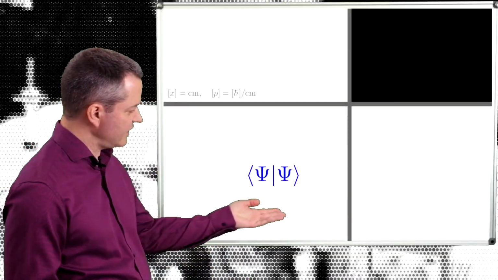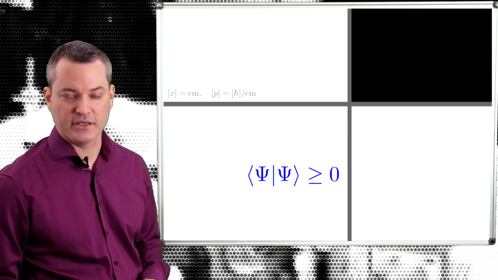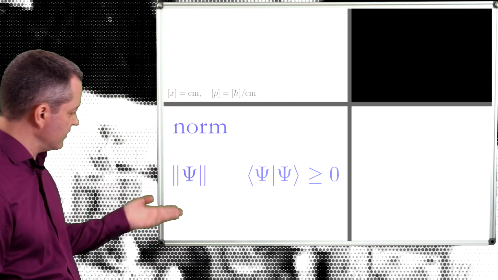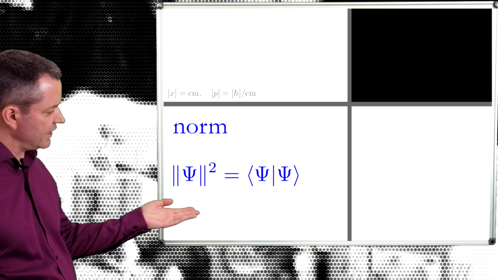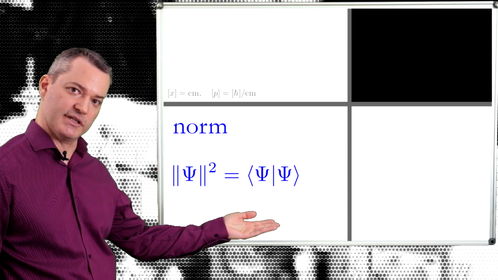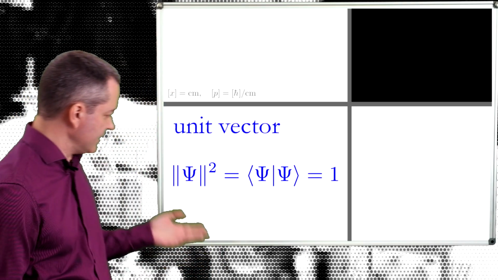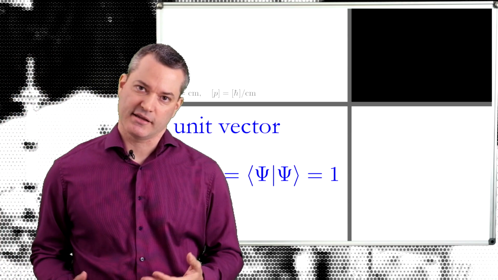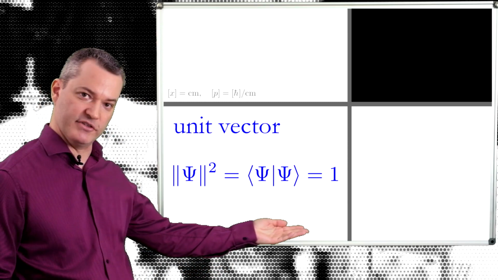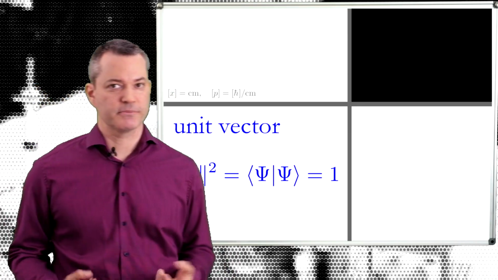By the properties of the inner product, any vector psi with itself gives a non-negative real number. We use this to define the norm of the vector psi by prescribing that the squared norm of psi is equal to the inner product of psi with itself. Unit vectors are exactly the vectors of unit norm. You can check that this basis-independent definition coincides with our earlier definition of unit vectors in a position basis.